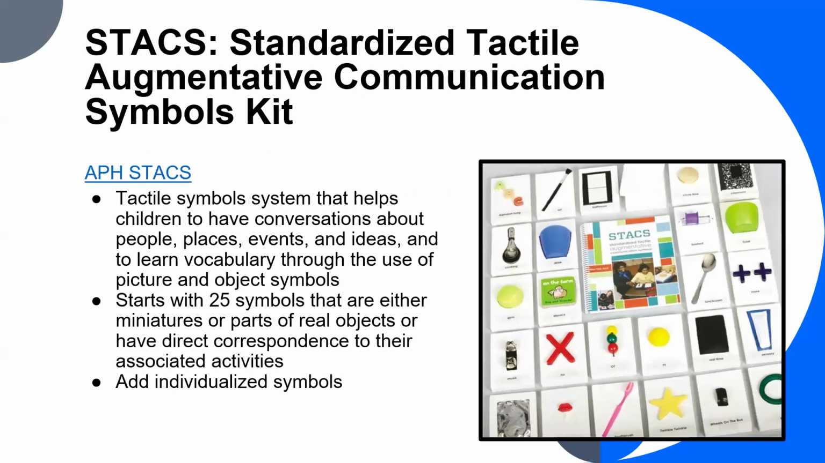So, the American Printing House for the Blind has another kit. It's called the Stats Kit. It's like a communication kit that has real objects kind of glued onto a board. And it's nice. I like it, but there are some symbols in there that I don't like.